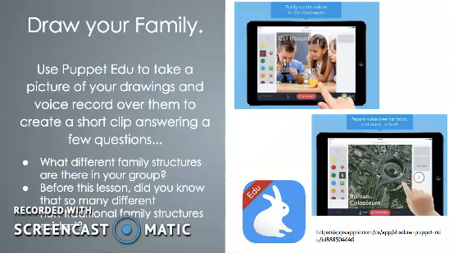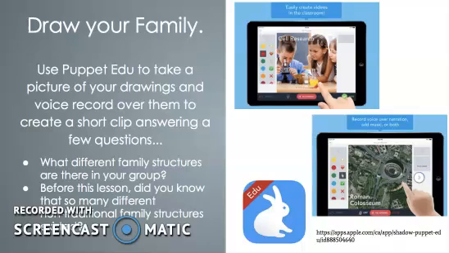Divide the students into groups of three. You want to have an idea of each of the families to place students in groups that might not necessarily have the same family structure to facilitate the last half of this activity. Direct the students to use the application Puppet on a classroom-provided tablet to take a picture of their drawings and voice record over them to create a short clip answering a few questions.